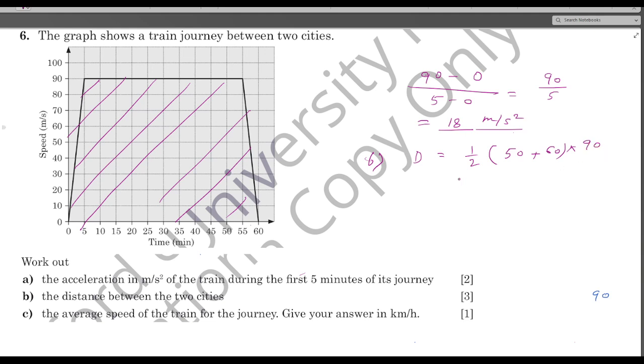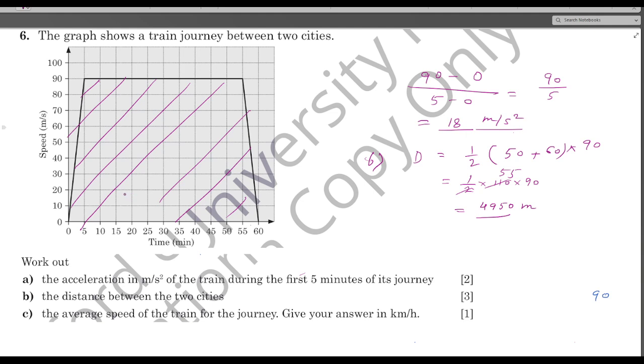Now the distance between these two parallel lines is 90 minus 0, so here I will write 90. Now 50 plus 60 is 110. So it's half times 110 times 90. If I divide, this is 55. So 55 times 90 gives you 4950 meters. This is your distance. So the distance between two cities is 4950 meters.